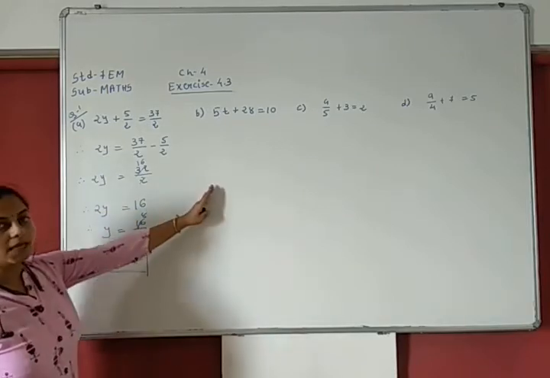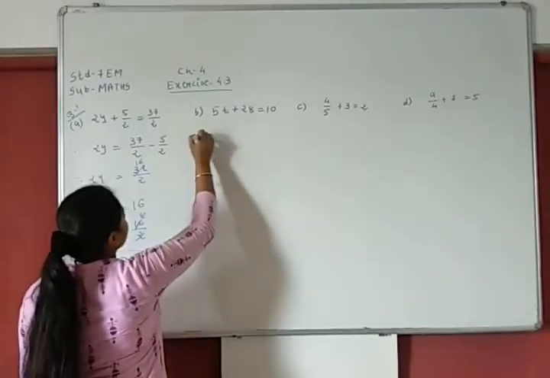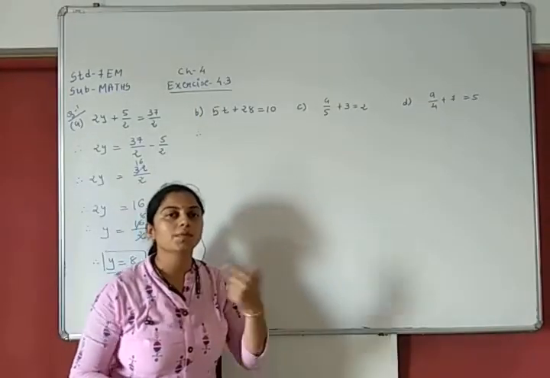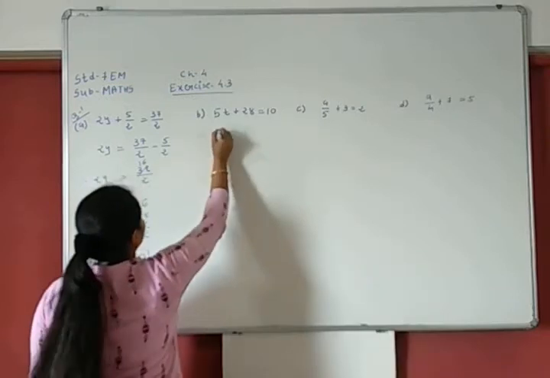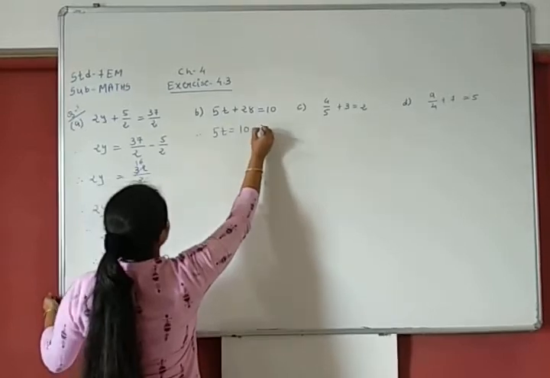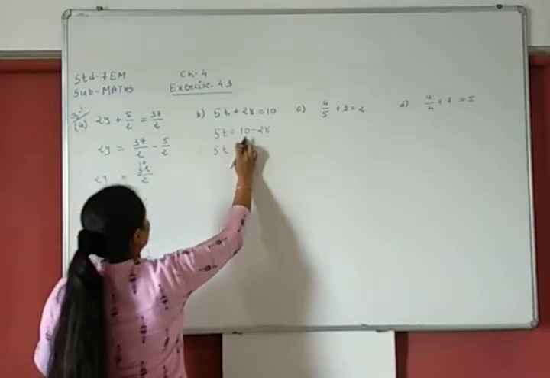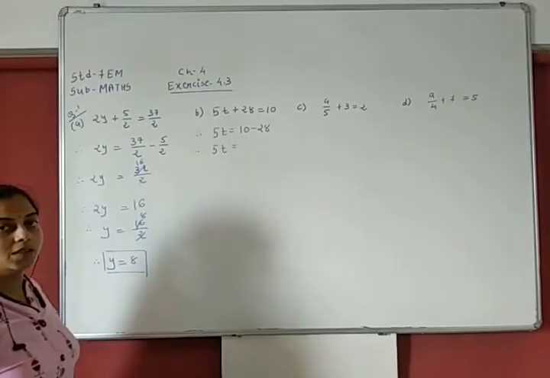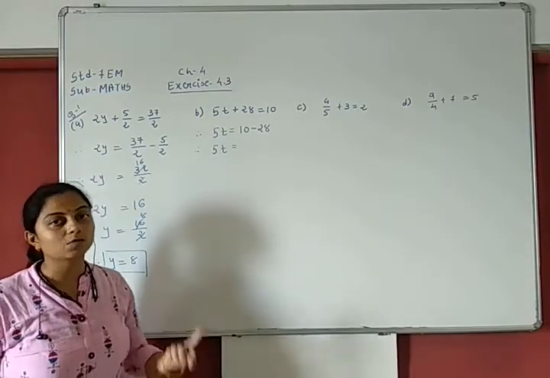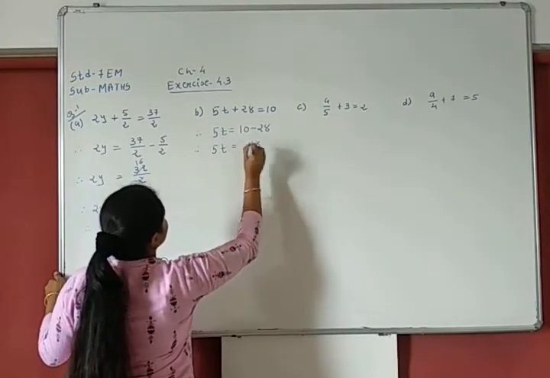Now question B. 5t plus 28 equals 10. What will be the first step? Plus 28 will go to the right hand side, so it will become minus 28. So 5t equals 10 minus 28. We are subtracting a bigger number from a smaller number, so the answer will be negative. So definitely it will be minus 18.